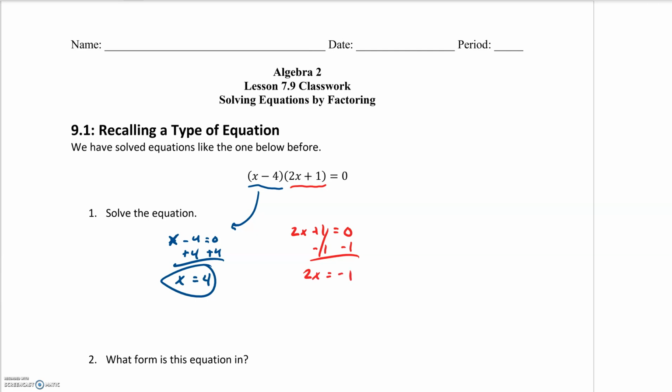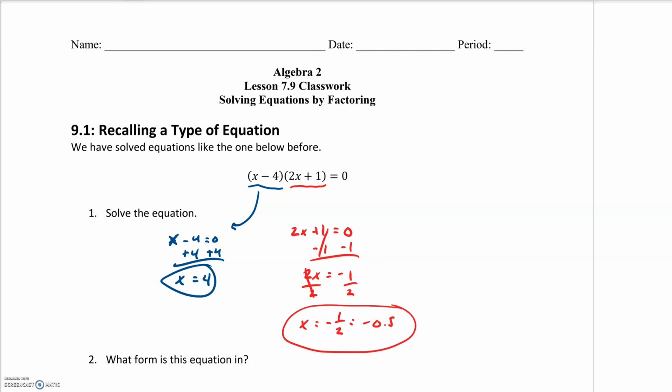Now I need to get rid of the 2. It's stuck with multiplication. I undo multiplication with division, and I get x equals negative 1/2. Now you can leave it just as a fraction if you're more comfortable, or write it as negative 0.5. You are certainly welcome to do that, but leaving it as a fraction is just fine. There is our second solution.